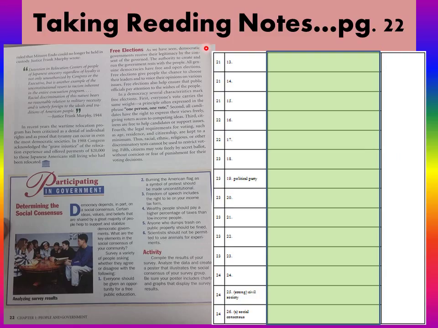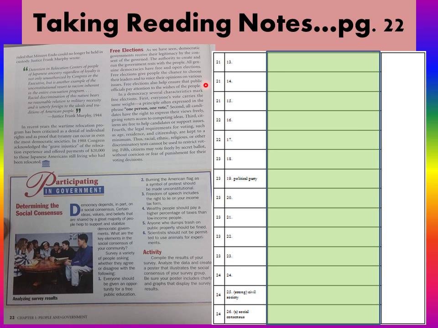As we have seen, democratic governments receive their legitimacy by the consent of the governed. The authority to create and run the government rests with the people. All genuine democracies have free and open elections. Free elections give people the chance to choose their leaders and to voice their opinions on various issues. Free elections also help ensure that public officials pay attention to the wishes of the people.